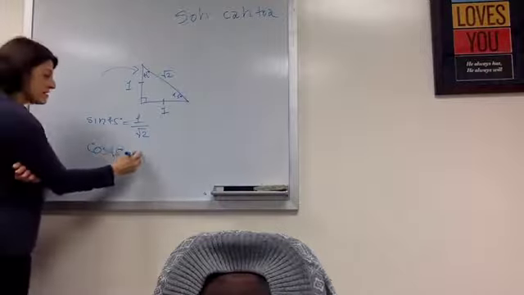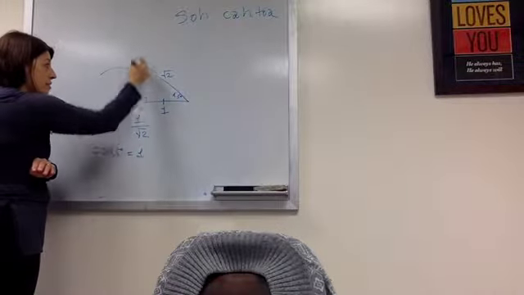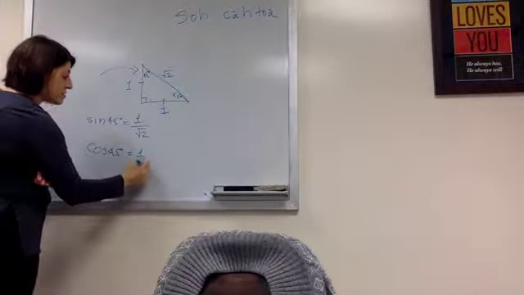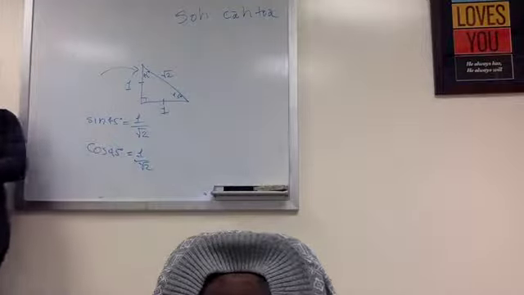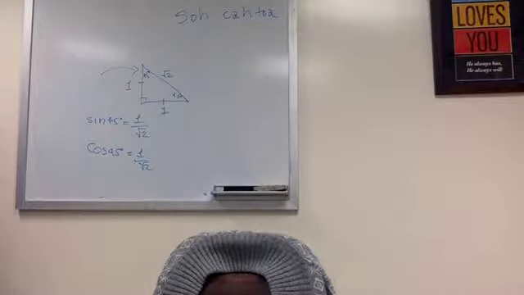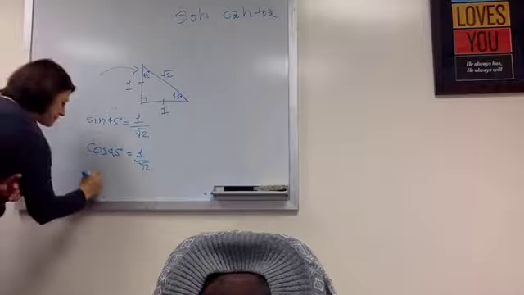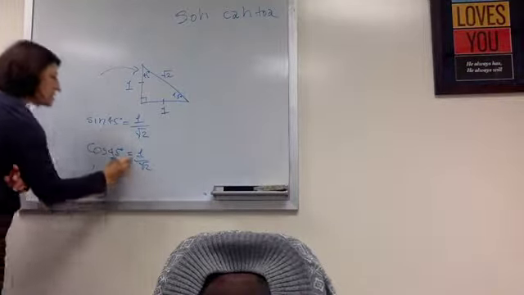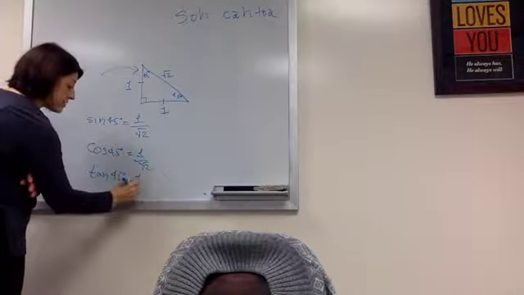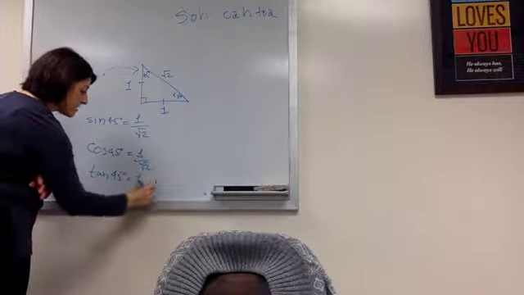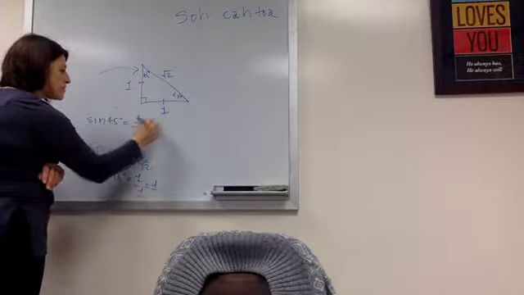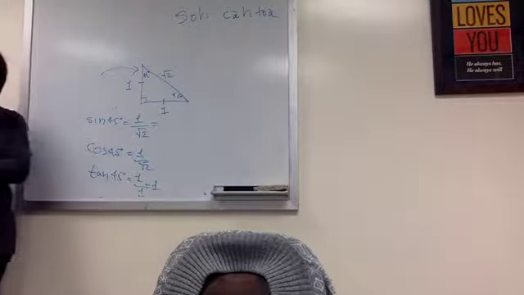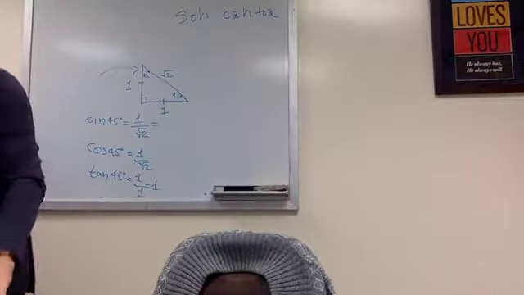1, the adjacent side, over square root of 2. Oh, look at it, it's the same thing, right? Sine and cosine are the same thing. What's my tangent of 45 degrees? 1 over 1, which is 1. Okay, I want you to tell me what 1 divided by the square root of 2 is.